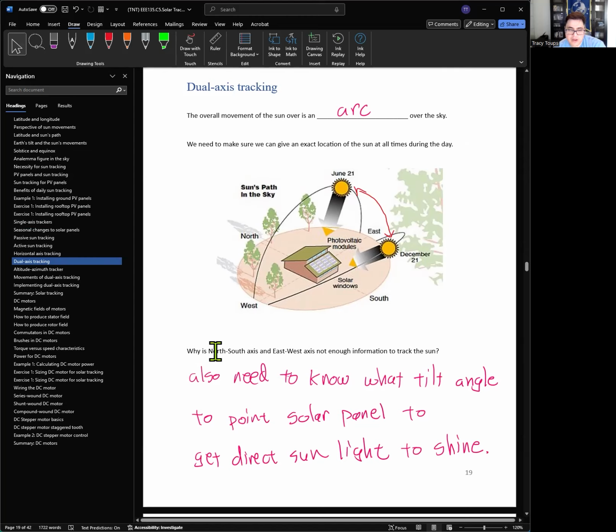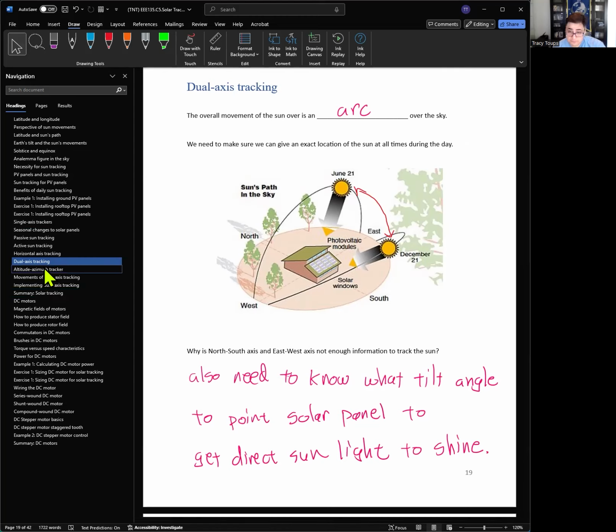Okay, so why is north to south axis and east to west axis not enough? The question is, how do we actually track this legitimately? Well, north to south axis and east to west tracking isn't exactly enough, because if you look from the bird's eye view looking into the earth, it's only going to point where the sun is from the sky, right? What it's not going to tell you is what's my tilt angle from the ground looking up, because we're at the ground. Not only do we need to know where the sun is, we need to know how much we have to take our panel and tilt it up to aim at the actual sun. So we're missing some information here.